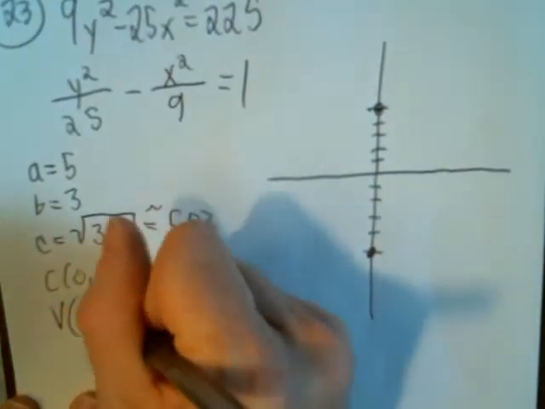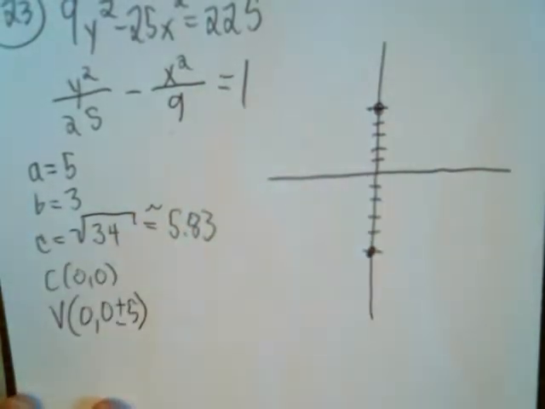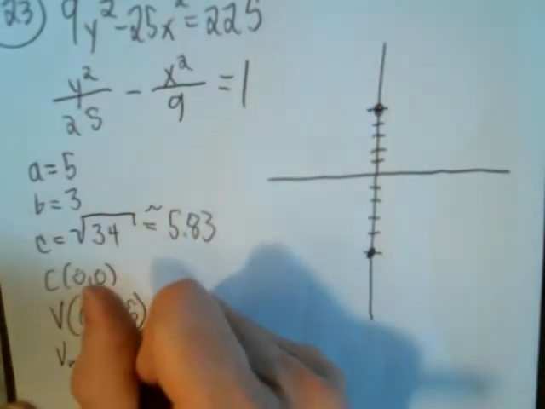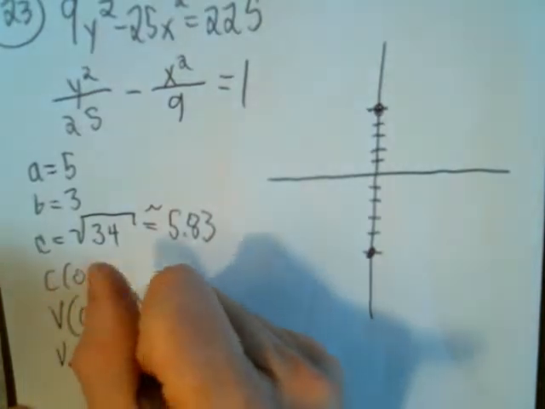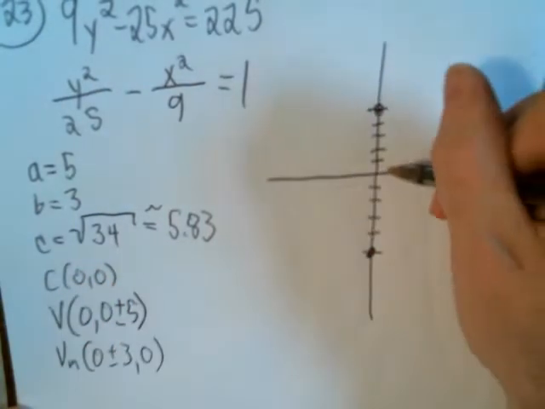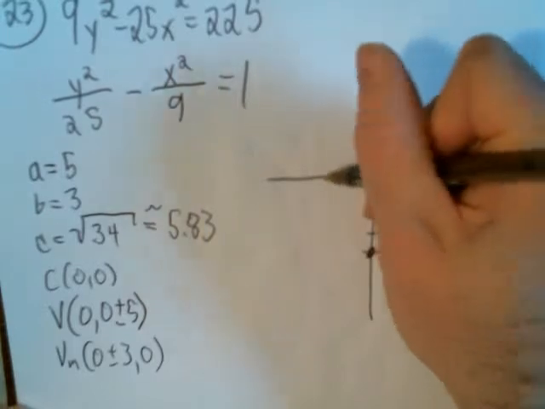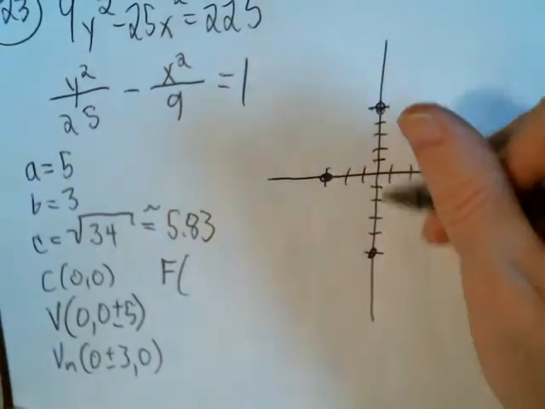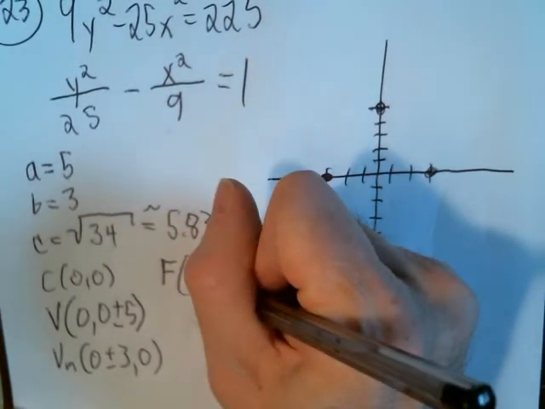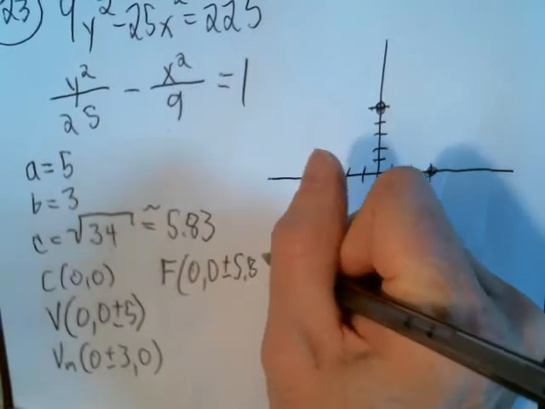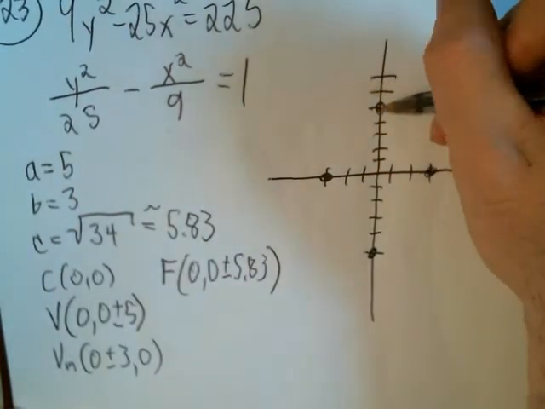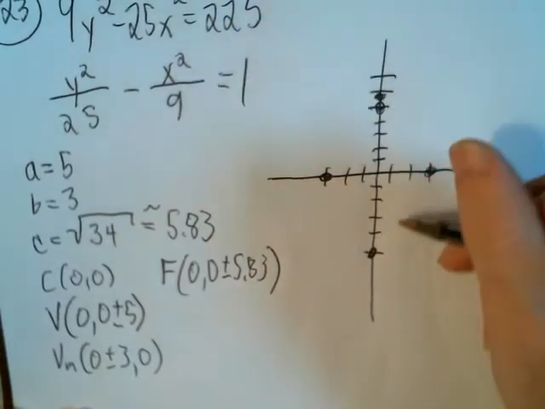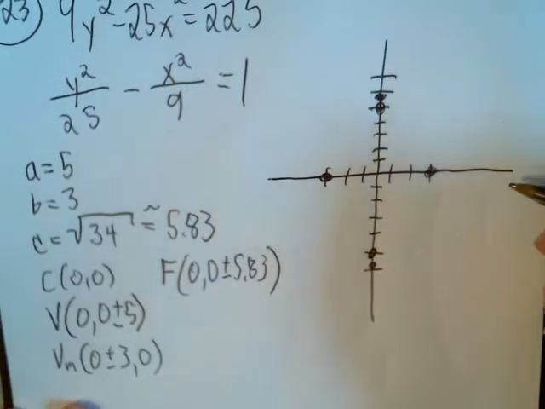So I'm going 0 and then 0 plus or minus 5. For the b values, the minor vertices, I call them, are going left and right. So 0 plus or minus 3, 0. So 1, 2, 3, and then 1, 2, 3. Then for our foci, we're going again up and down. So my foci, 0, 0 plus or minus 5.83. So up 5.83. And then down 5.83. Right there.